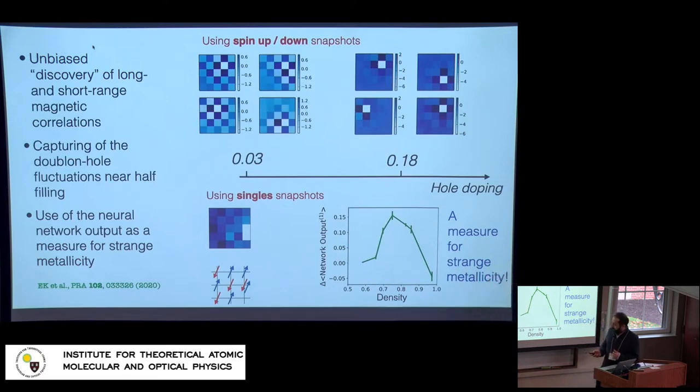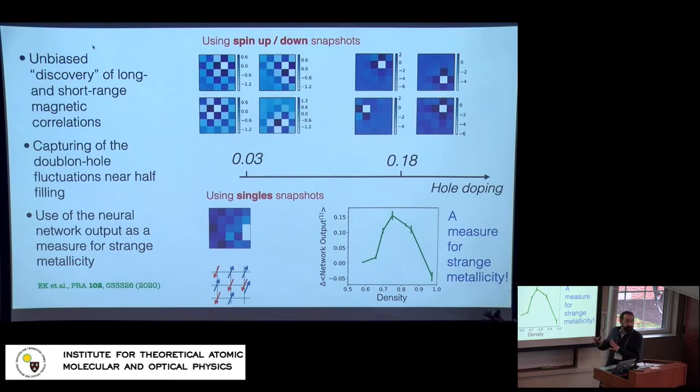However, you can make it a bit more complicated, make your network bigger, or increase the number of filters in your neural network, and at some point you realize that the network becomes smart enough to become sensitive to whatever is happening in the strange metal phase at low temperatures, and the output of the whole network can act like a measure for this strange metallicity around 18% or 20% doping, and kind of go down as you go away from that doping.